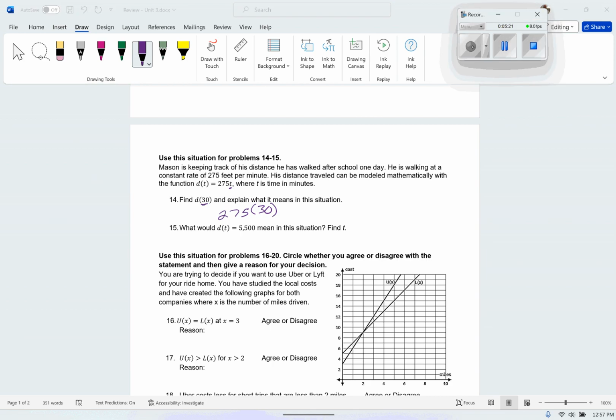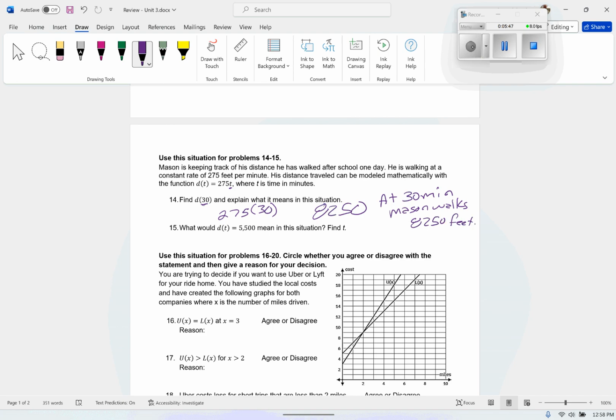So 275 times 30 is 8,250. And what does it mean in the situation? So at 30 minutes, Mason walks 8,250 feet.